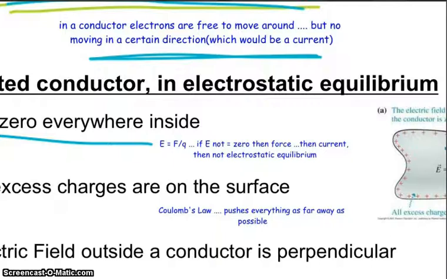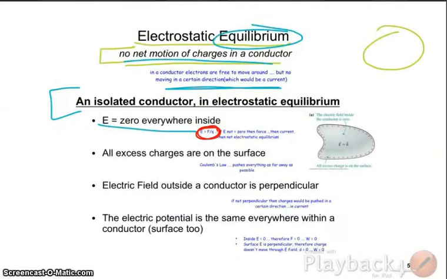And since E equals F over Q, if there's no net movement, no net force, no net electric field. Kind of cool. So if you have a conductor, inside of it, you have an electric field of 0.